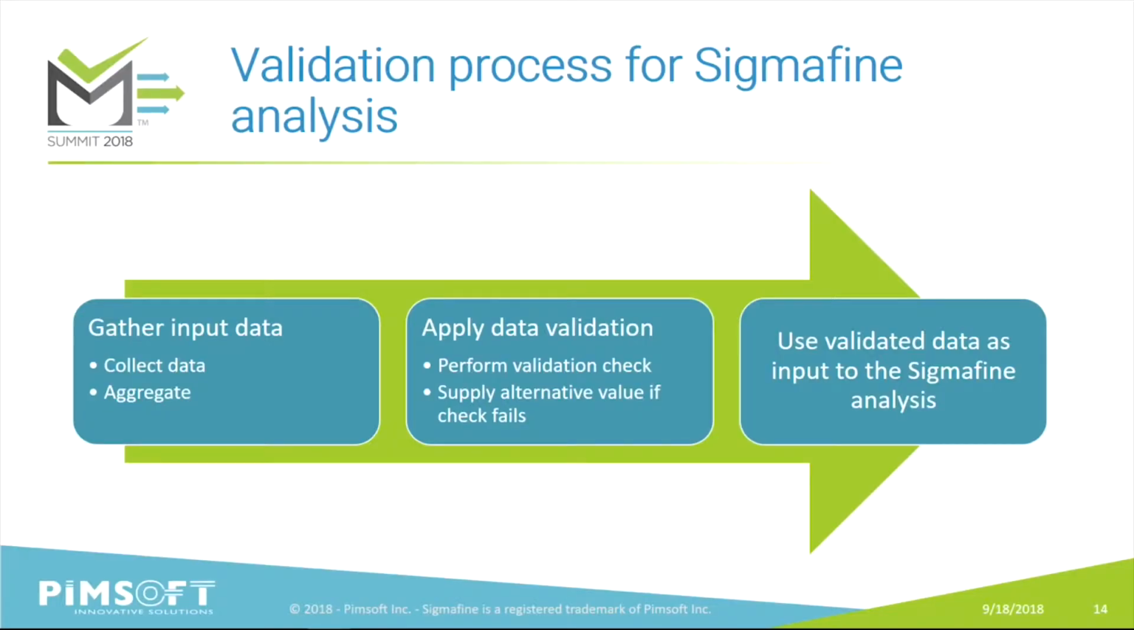In general, it's very simple. You gather information and then apply a data validation rule. The validation rule provides either a validated value, a calculated value, or a replaced value, and then Sigmafine takes it into the model to perform all the calculations for that particular model.